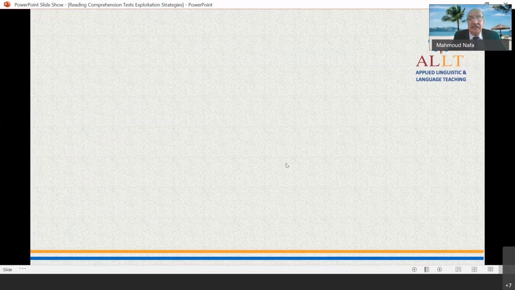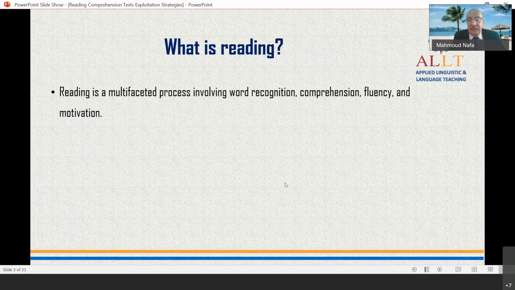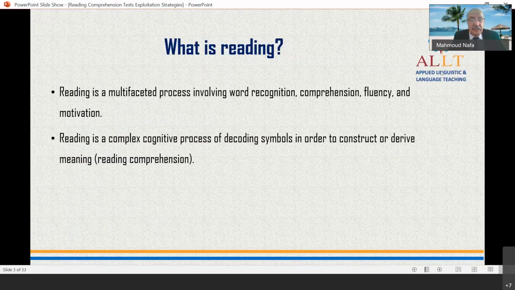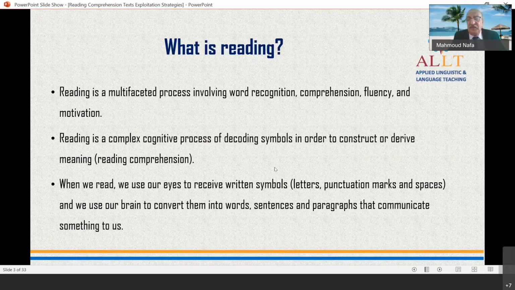Okay, what is reading? Reading is an interactive process between the reader and the text, where the reader decodes the symbols in order to construct meanings. Firstly, the reader uses his background knowledge in order to read the symbols, the letters, the punctuation marks, or the paragraphs, in order to communicate or to construct meaning from the text.